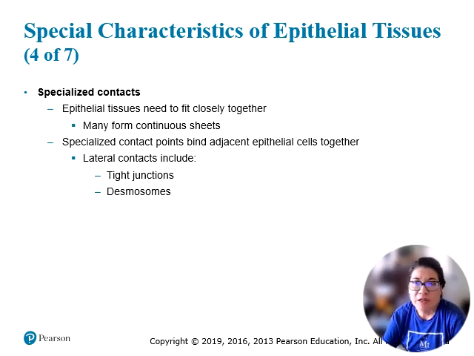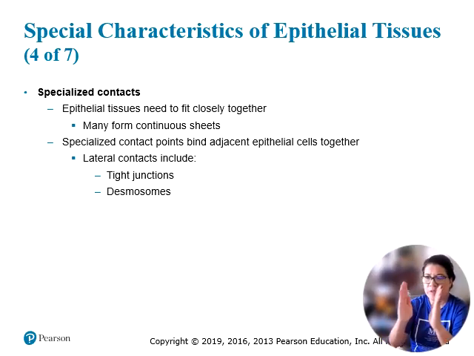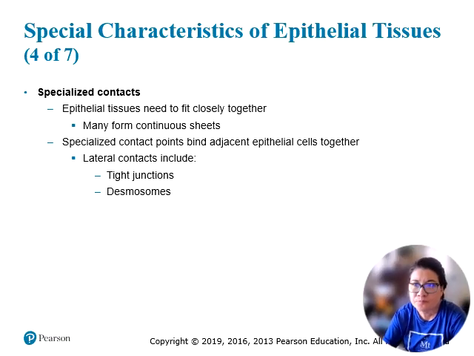Okay, so specialized contacts, this is allowing them to stick together, to bind together, so they can form sheets and layers or stack together like little columns, like you just saw. Okay, and they have tight junctions and desmosomes, which we've seen before.